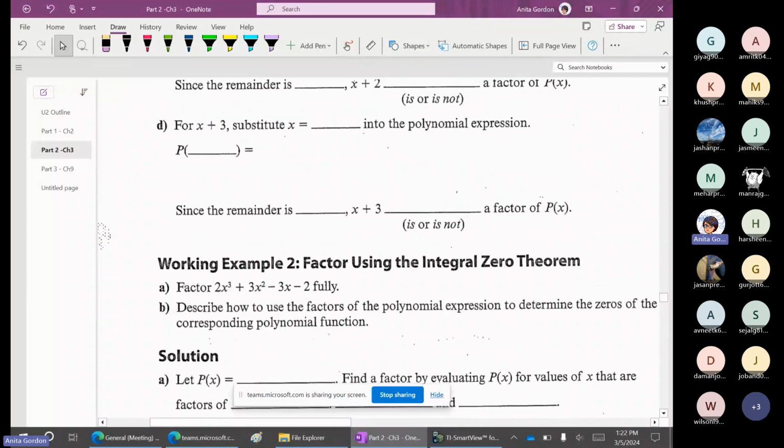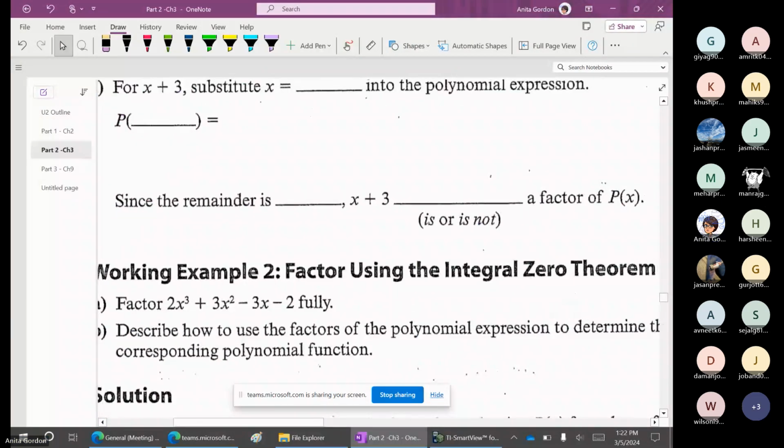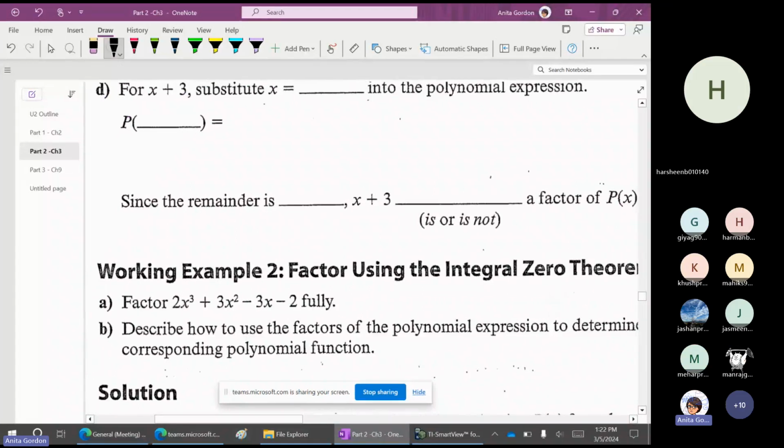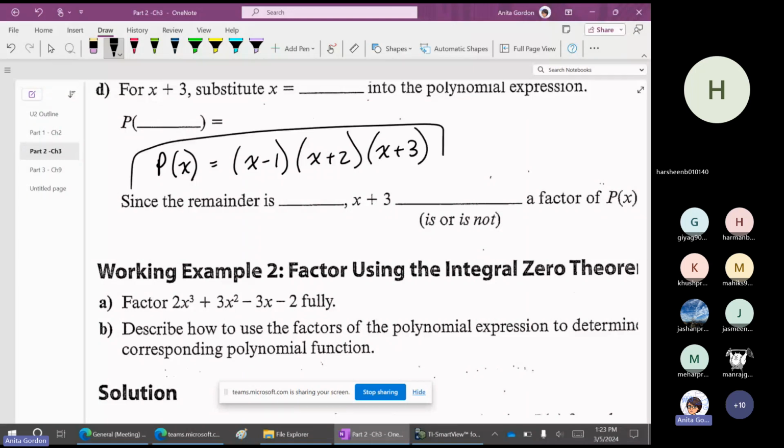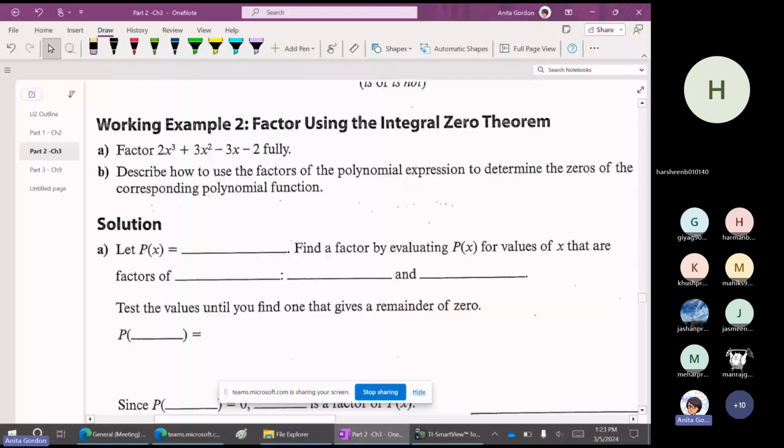But in this last section here, I'm going to rewrite the function. P of x is x minus 1 times x plus 2 times x plus 3. So that's our original function rewritten. All right, in example 2, we are going to look at using the theorem in order to test it again.